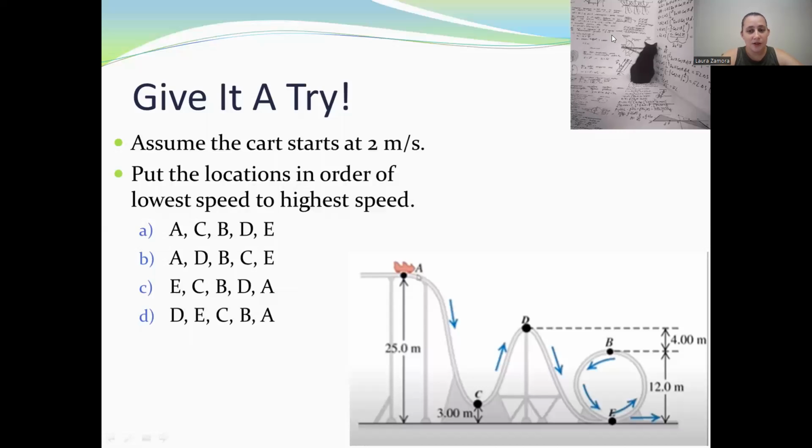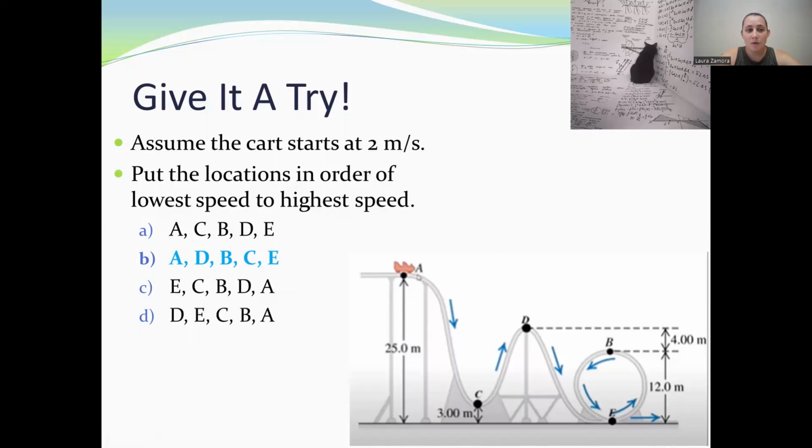All right, so you can base your answer on past experience if you've ever been on a roller coaster like this before, or you can base it off of your understanding of energy. Both are valid, but our correct answer here is B.